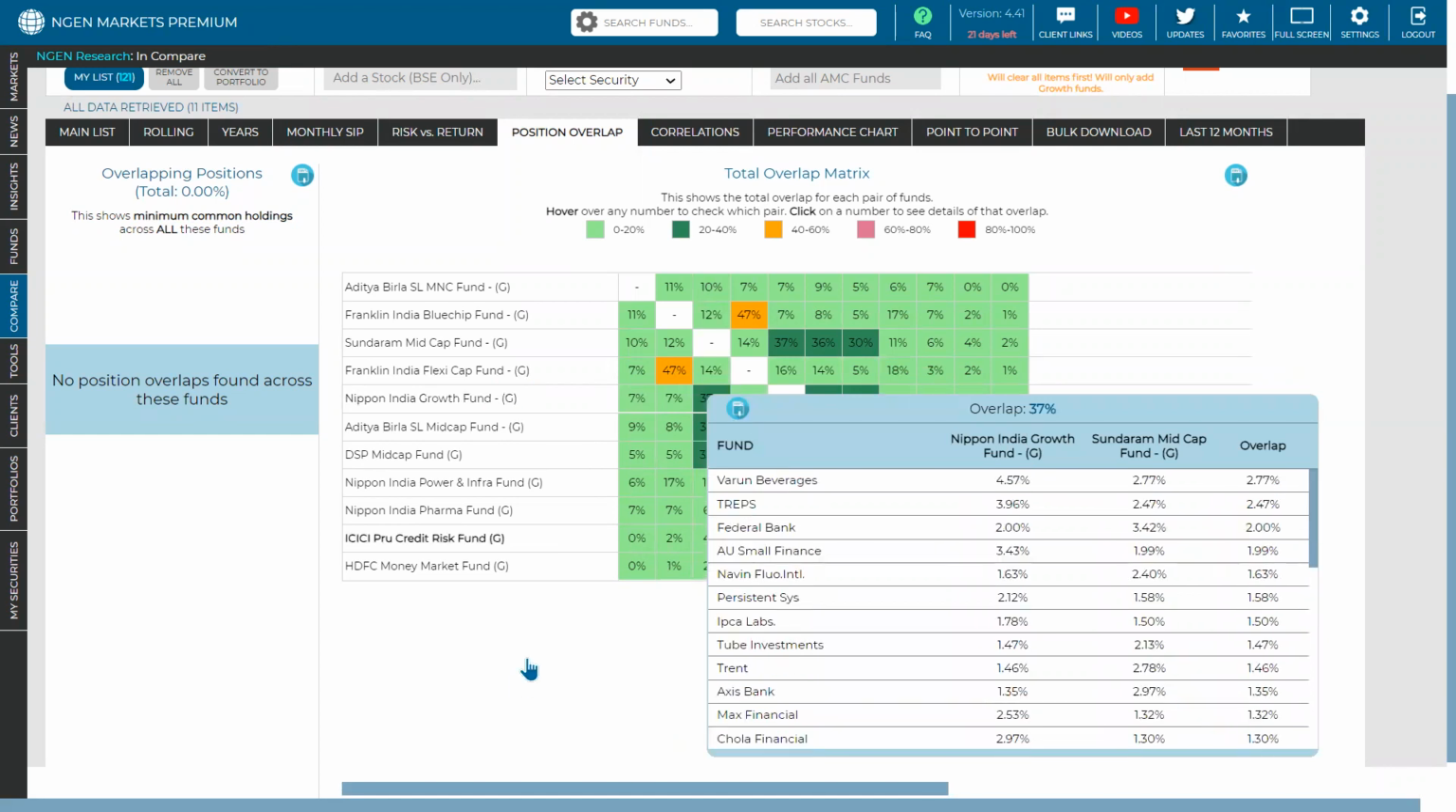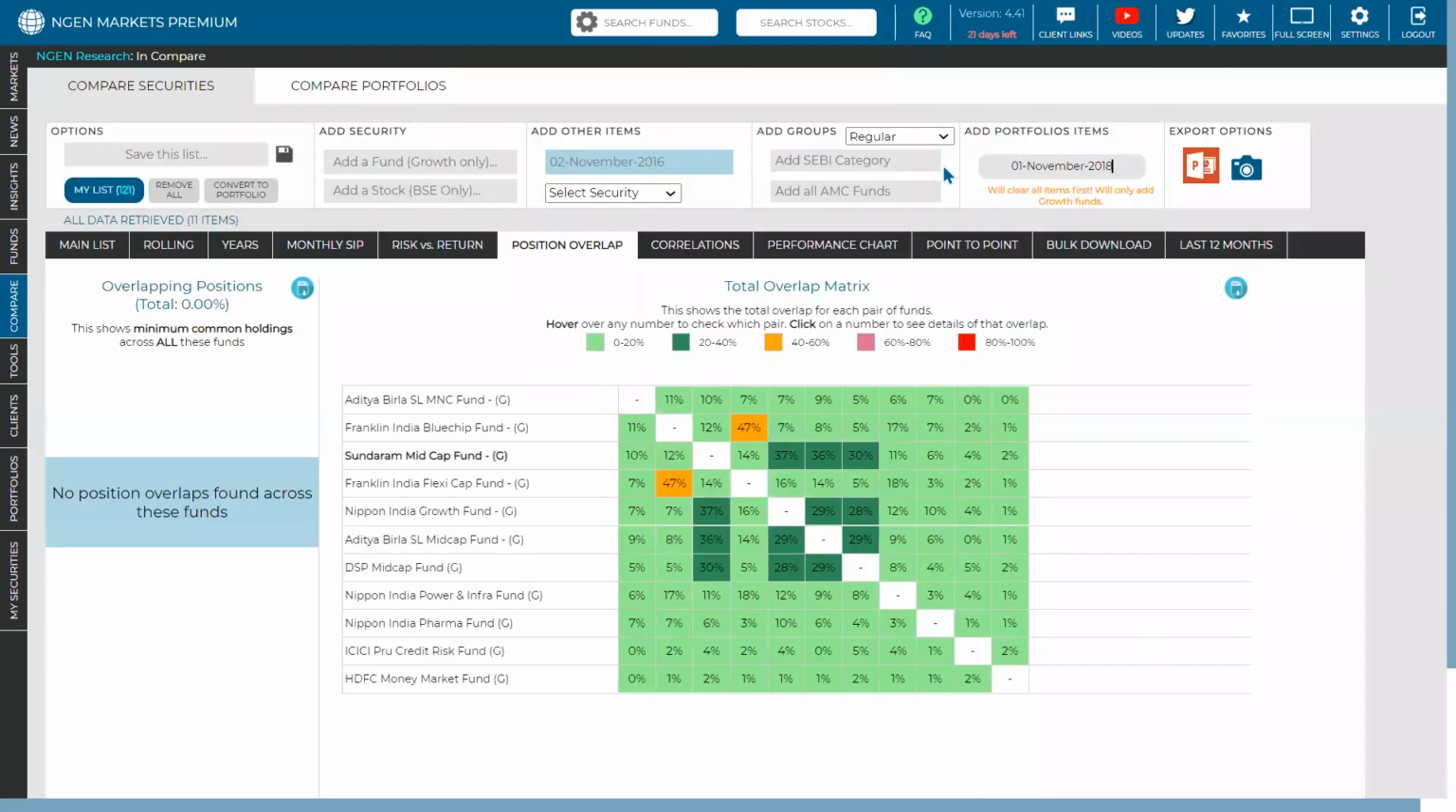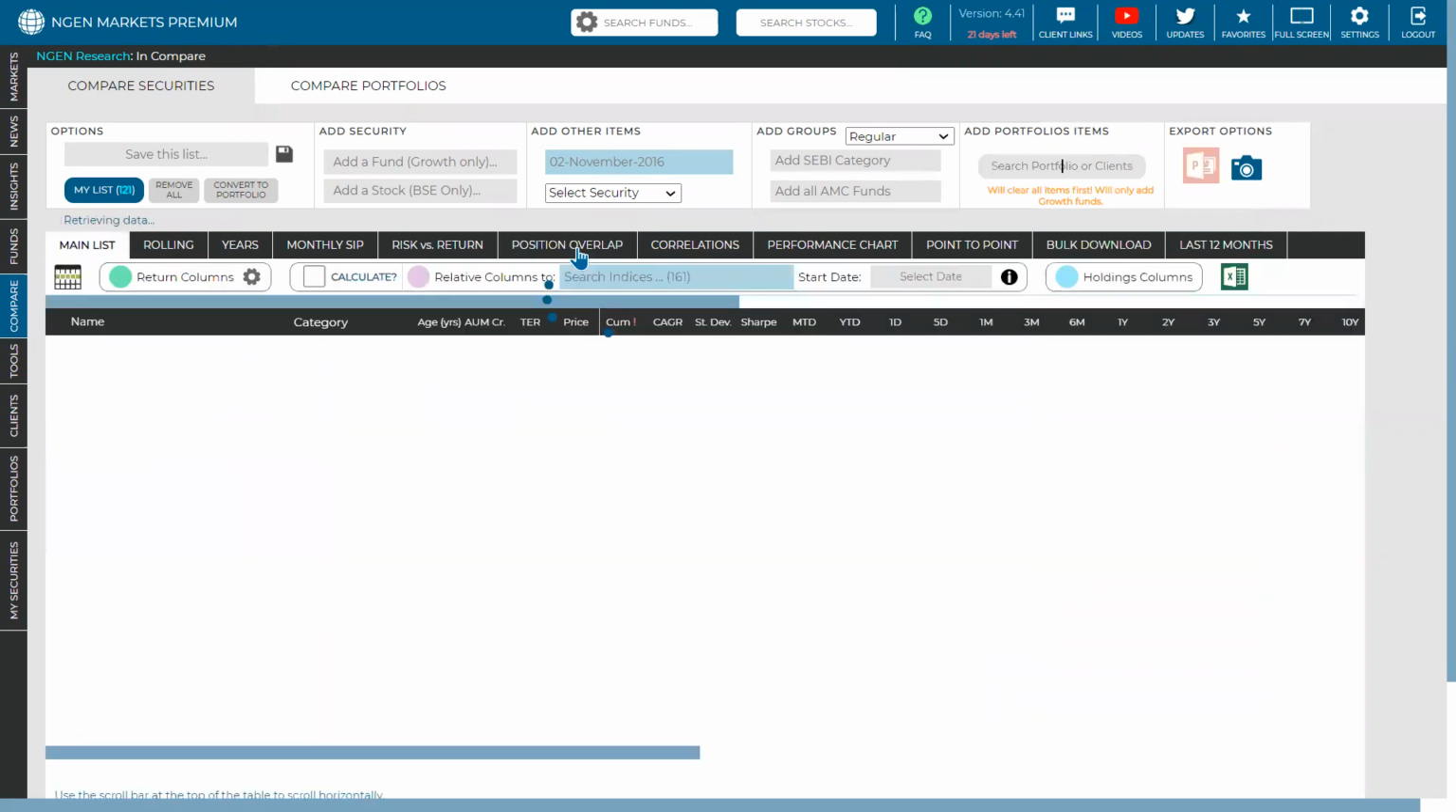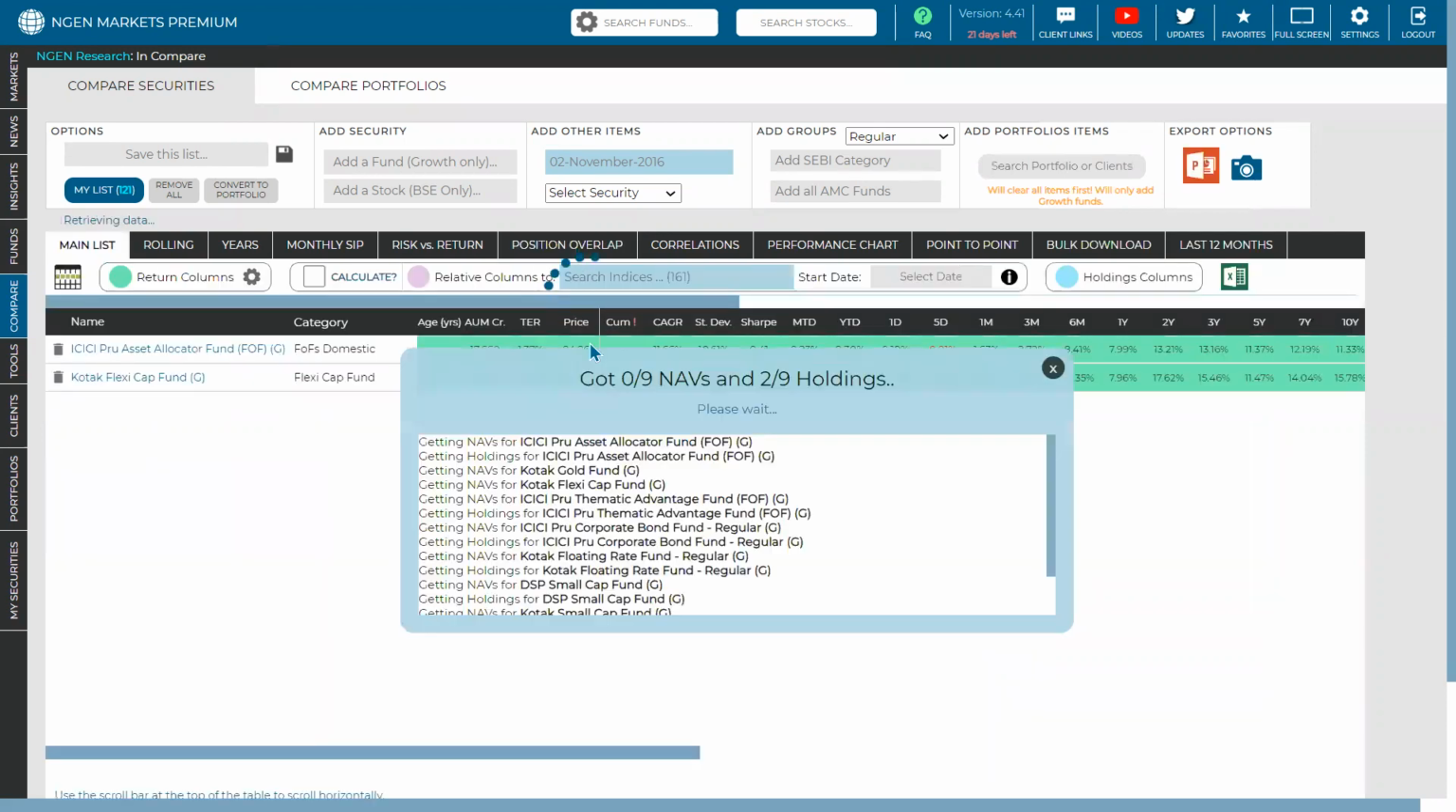Now, if you want to load any other client, you don't have to click that compare button every time. All you need to do is just remember the name of the client. For an example, you remember we added one client through CAS. So all I need to do is remember the name, just type in the portfolio here, and I can see the positional overlap for that particular client in the system.